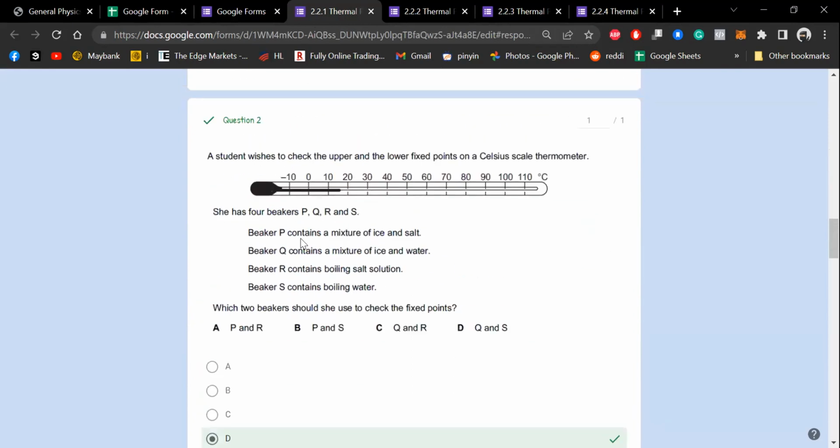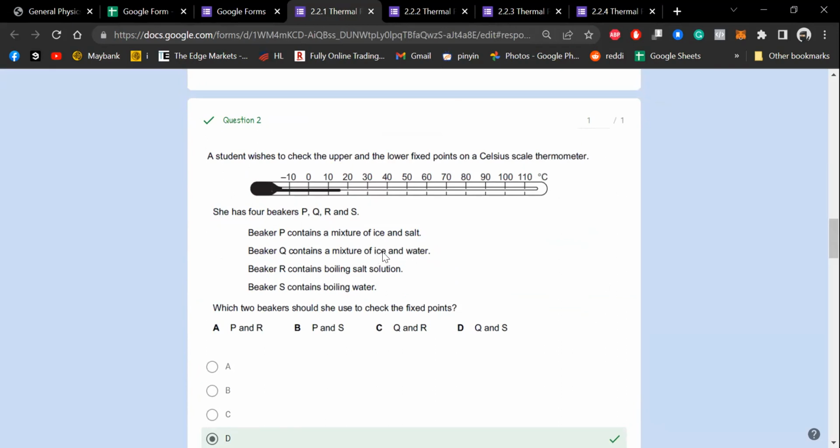Yeah. A student wishes to check the upper and lower fixed points of a Celsius scale. She has 4 beakers, P, Q, R, and S. The upper and lower fixed points are 0 and 100 degrees, so you need to use the ones that give 0 and 100 degrees. The answer was Q and S. Q contains a mixture of ice and water.